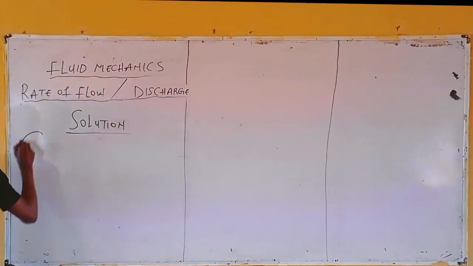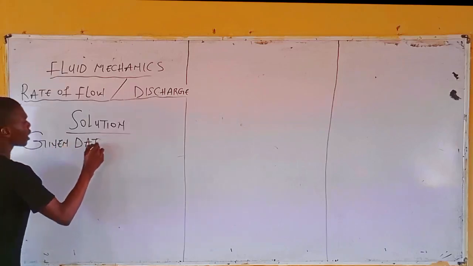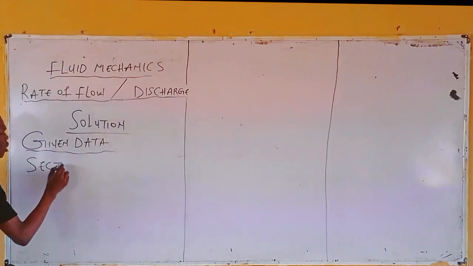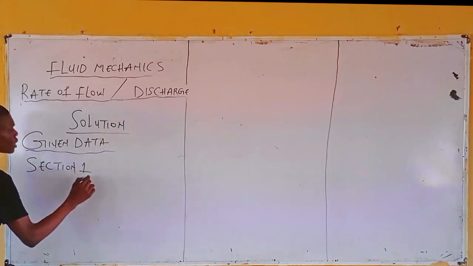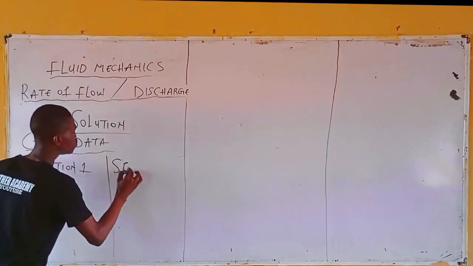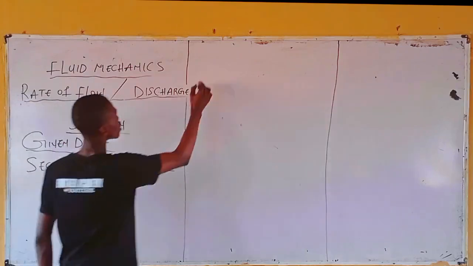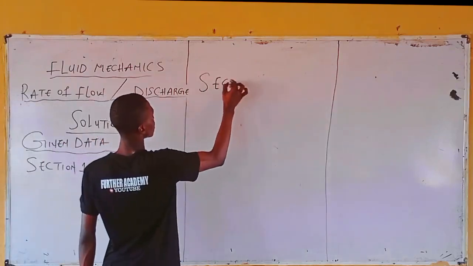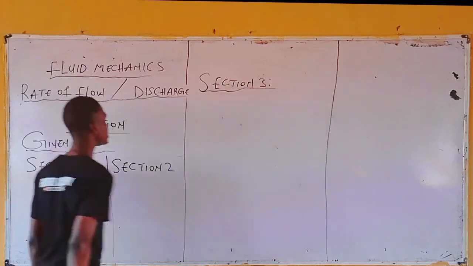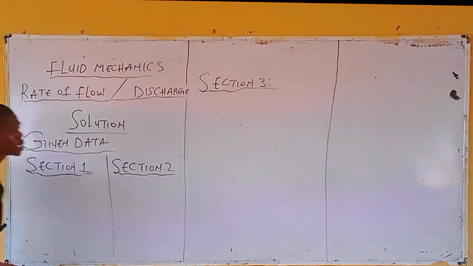Given the data, how many sections do we have? We have section 1, section 2, right? And section 3. Now let's list the data in section 1 and the data in section 2.